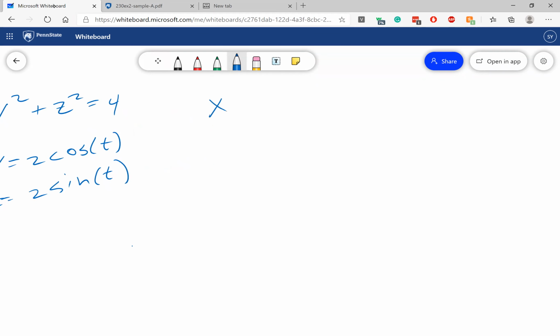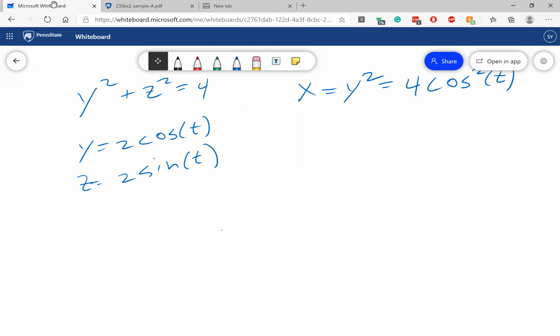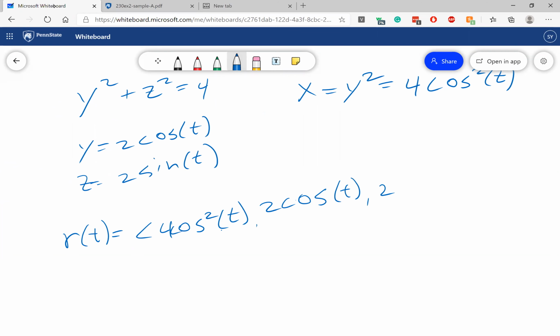So then we have that x is equal to y squared, and this would be equal to 4 cosine squared of t. Now we have our y, our z, and our x. So we can say that our r of t is going to be 4 cosine squared of t, 2 cosine of t, 2 sine of t. That would be our r of t.